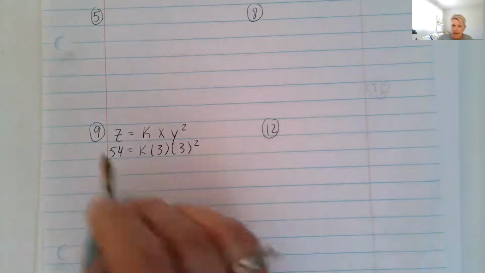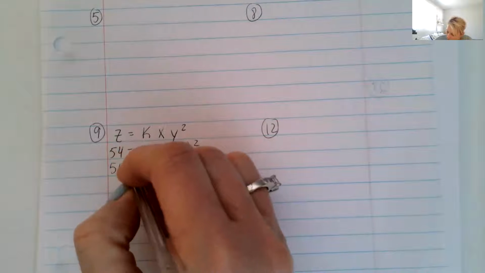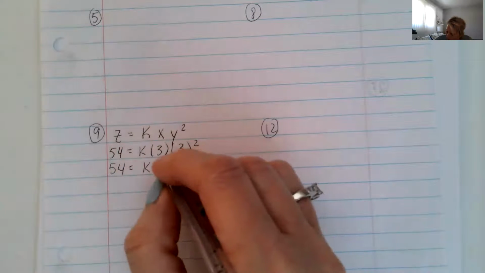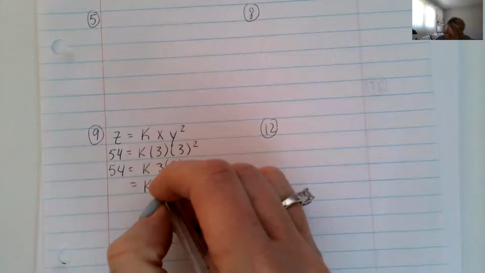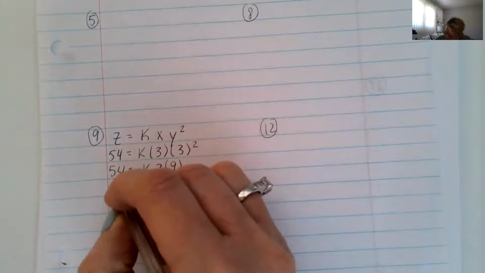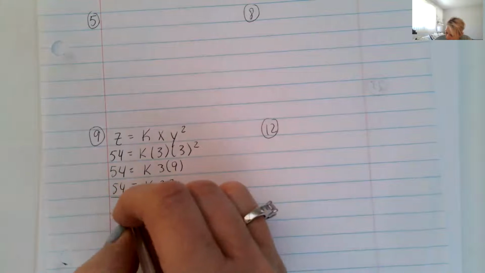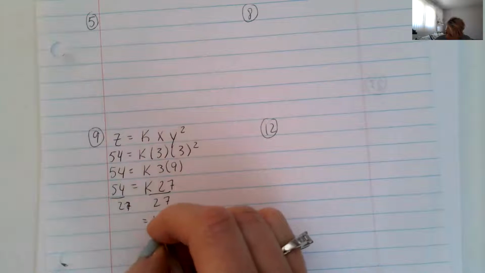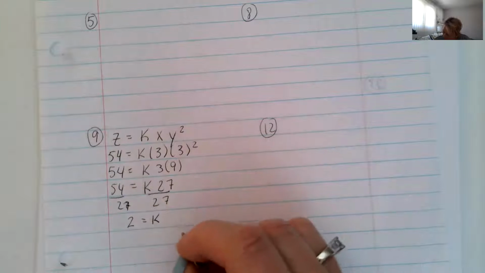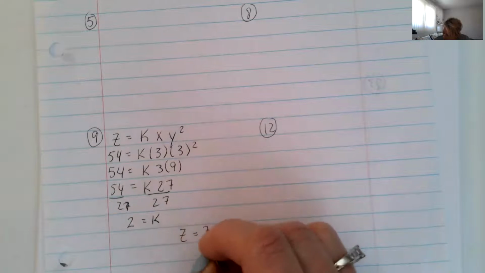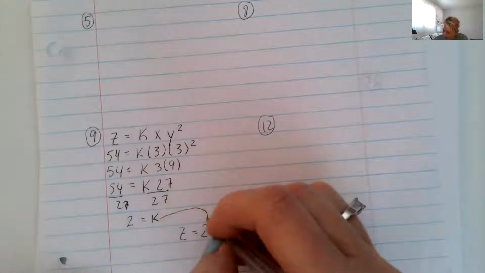First, we have to find the k, the constant of proportionality that makes this true. So 54 equals k times 3 times 3 squared, which is 9. So this becomes k times 27. When we divide both sides by 27, we get our constant of proportionality k is equal to 2. So we know that z is equal to 2 times x y squared.